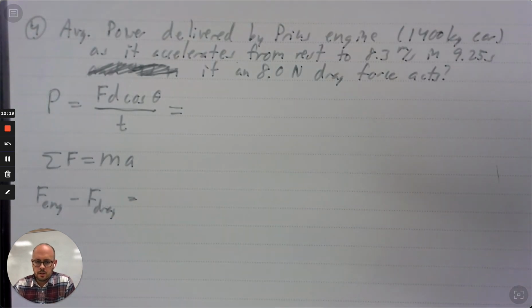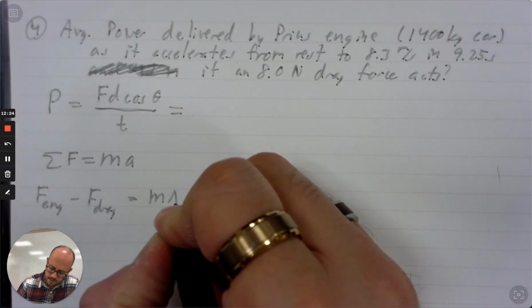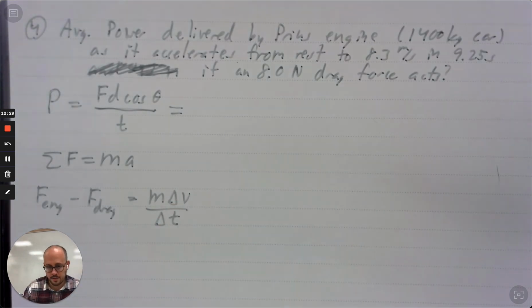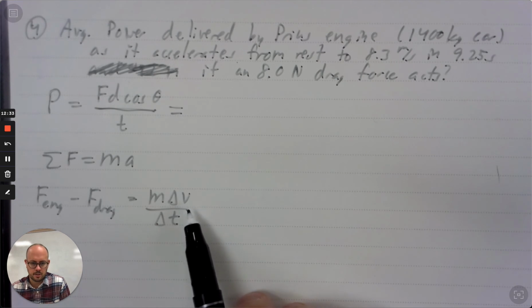Now, the definition of acceleration is change in velocity over change in time. Because I have numbers that relate to that in my problem, I'm going to write acceleration as this. I could use a kinematics equation to find acceleration, but I'm just going to use that symbolically.